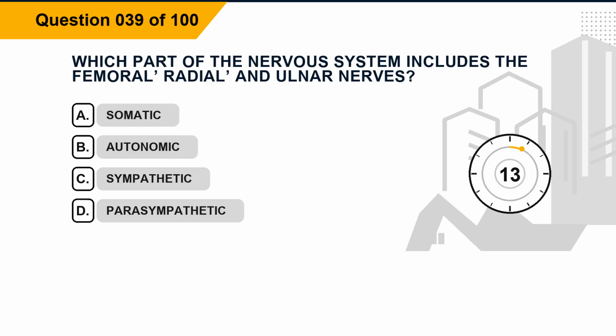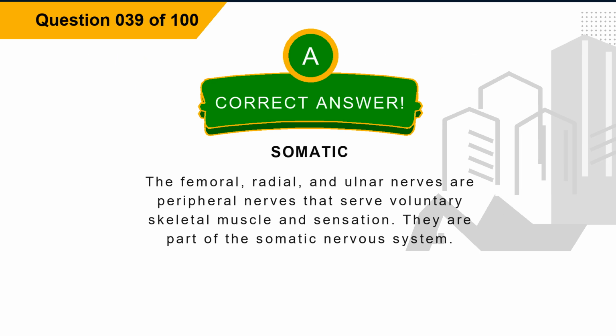Question 39. Which part of the nervous system includes the femoral, radial, and ulnar nerves? Option A, somatic. Option B, autonomic. Option C, sympathetic. Option D, parasympathetic. The correct answer is option A, somatic. Explanation. The femoral, radial, and ulnar nerves are peripheral nerves that serve voluntary skeletal muscle and sensation. They are part of the somatic nervous system.